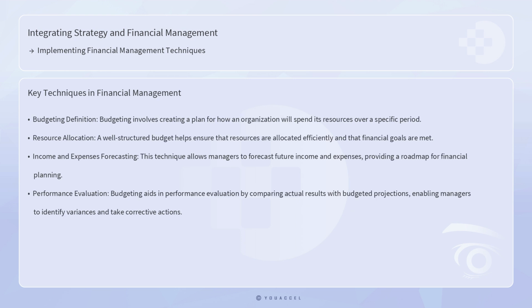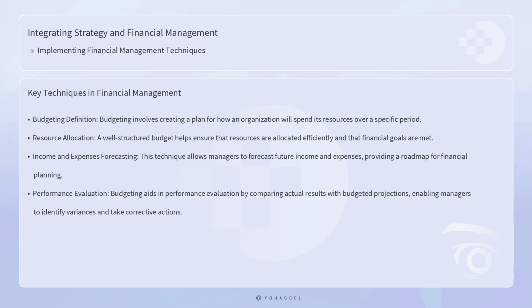One of the primary techniques in financial management is budgeting. Budgeting involves creating a plan for how an organization will spend its resources over a specific period. According to Horngren, Datar, and Rajan, a well-structured budget helps ensure that resources are allocated efficiently and that financial goals are met. This technique allows managers to forecast future income and expenses, providing a roadmap for financial planning.